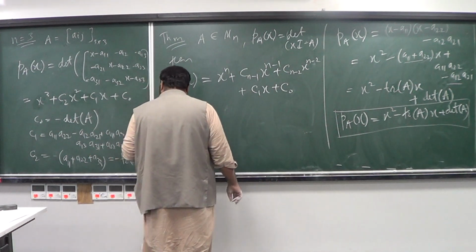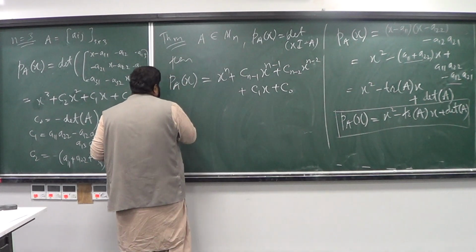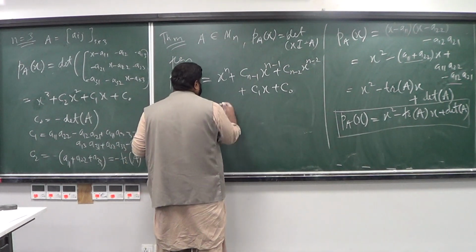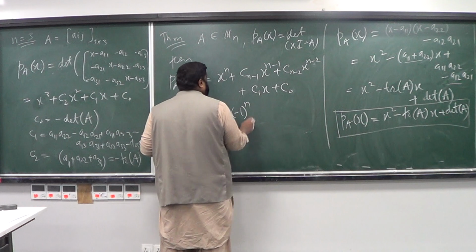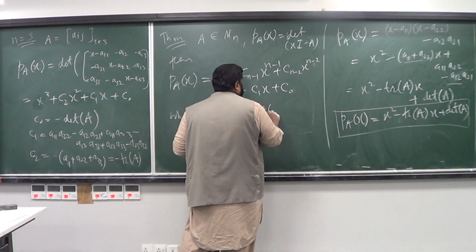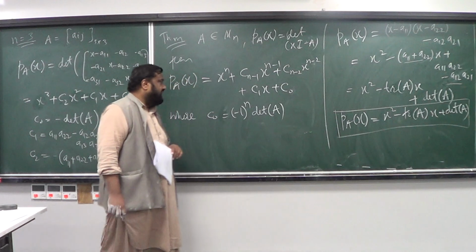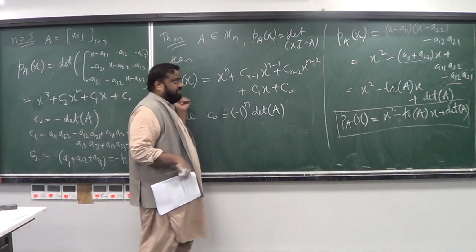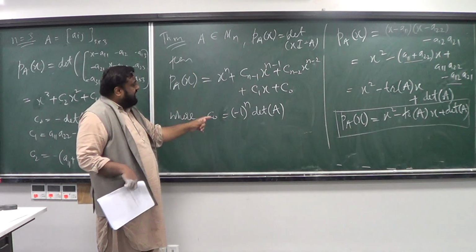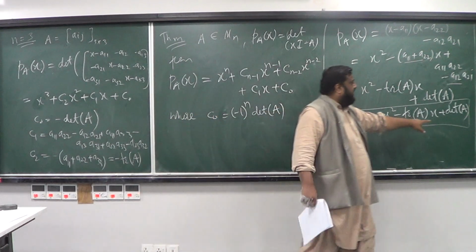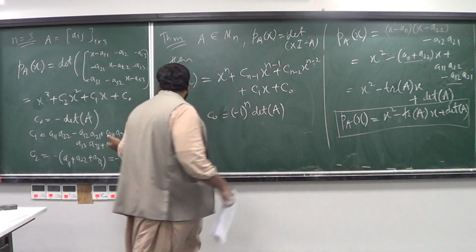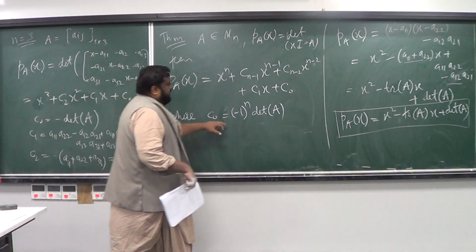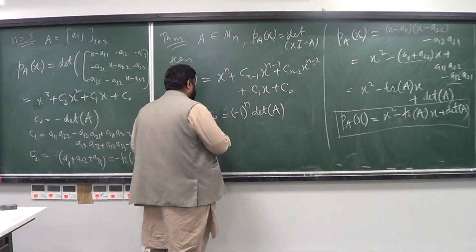Where c0 is always equal to minus 1 to the power n times the determinant of A. So in other words, if n is 1, it's going to be minus determinant of A, as we saw previously. If n is 2, it's going to be plus determinant of A. If n is 3, it is again going to be minus determinant of A, and so on and so forth. c0 is minus 1 to the power n times the determinant of A.